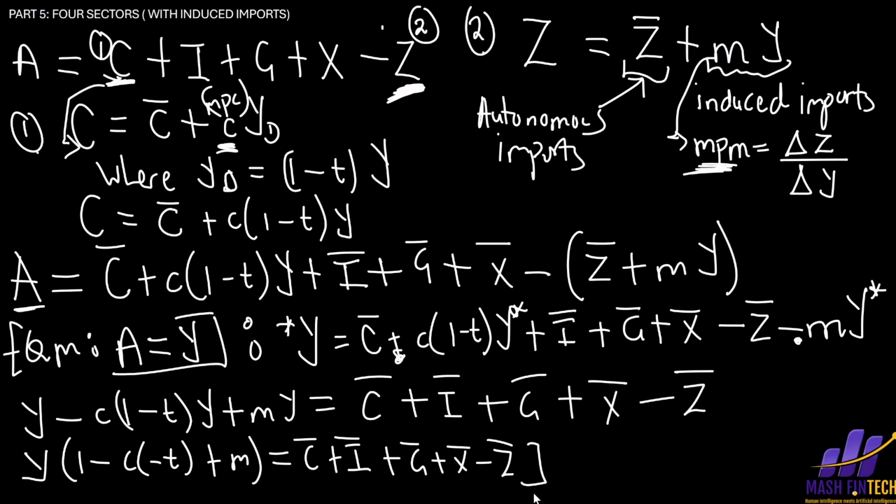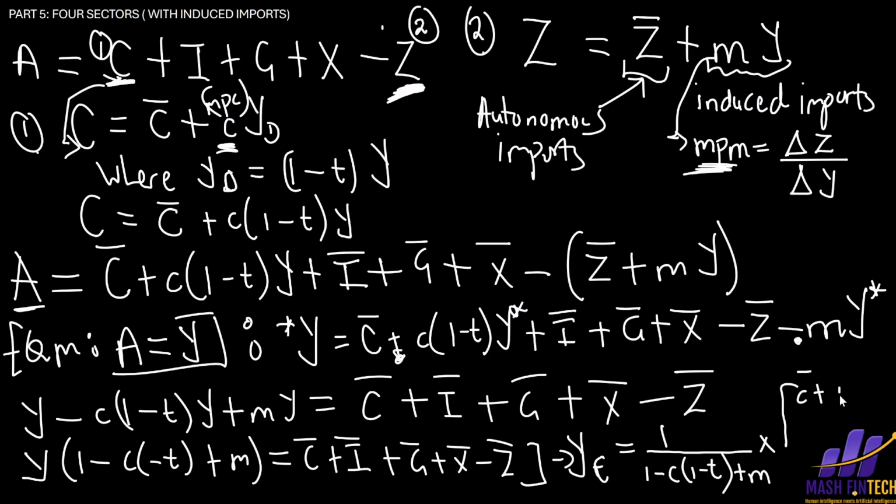Which therefore means that if you divide both sides by this, your equilibrium level of income is equal to 1 over this whole thing here. 1 minus marginal propensity to consume, 1 minus the tax. I'm sure you remember this part. We just then add the marginal propensity to import. Then we multiply the total autonomous expenditure. All of this, which is, let me just write it in full.